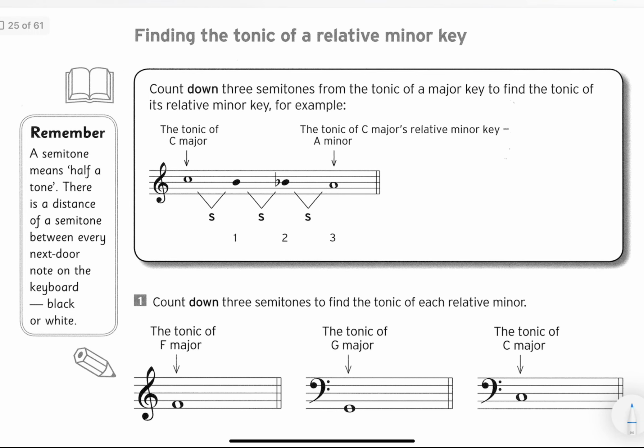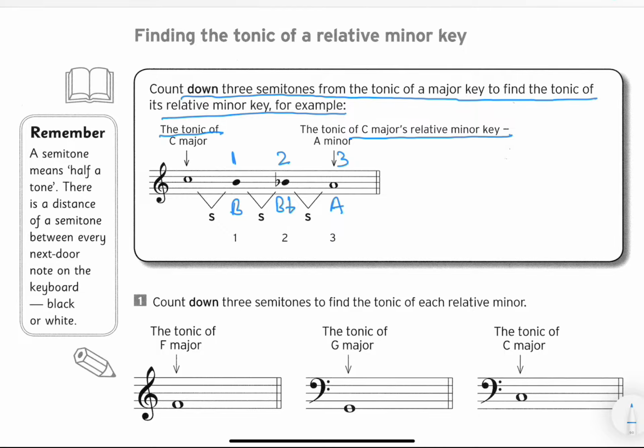So finding the tonic of the relative minor key. How do we find the relative minor key? Count down 3 semitones from the tonic of a major key to find the tonic of the relative minor. For example, if the tonic is C major, the tonic of C major's relative minor key will be A minor. How do we find that? We step 3 semitones down. As you can see, there are 1, 2, and 3 steps. So from C, we go to B. From B, we go to B flat. And then we go to A. That is how we find our relative minor key.